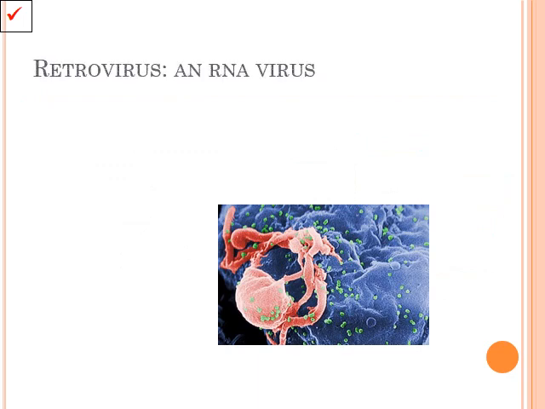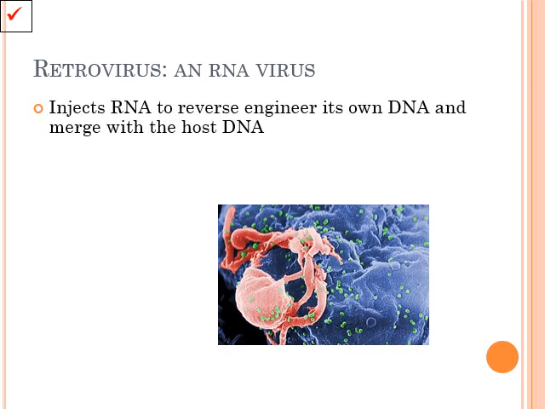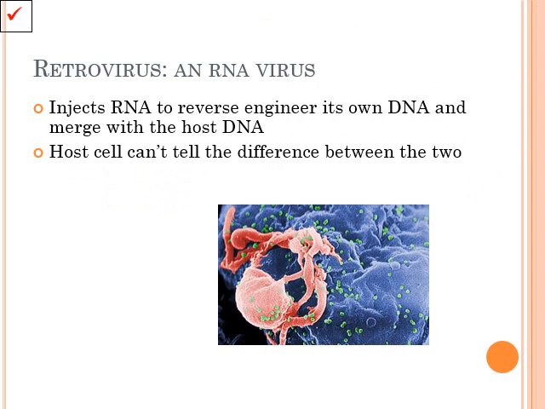The last thing we need to discuss is called a retrovirus, or an RNA virus. A retrovirus injects RNA to reverse engineer its own DNA and merge it with the host. So it injects its RNA, which is another type of genetic information specifically used to make proteins. And it will go from RNA, reverse engineer a strand of DNA, and merge that with the host cell's DNA, making it incredibly hard to fight off because at that point the cell can't distinguish what's virus DNA and what's the host cell's original DNA. So the host cell can't tell the difference between the two, meaning it can't fight off what's already there.